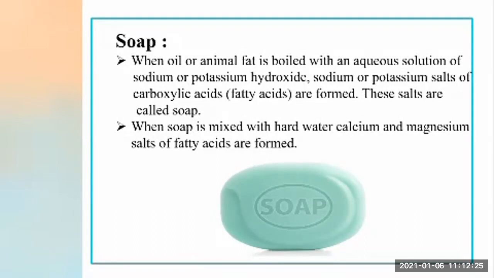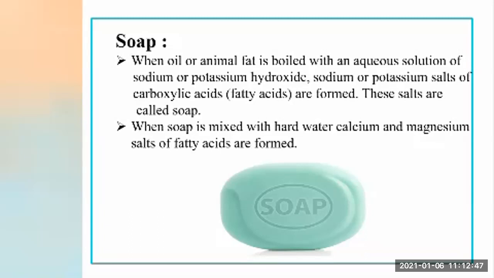It is boiled with an aqueous solution of sodium or potassium hydroxide. Right? This animal fat or oil is boiled with an aqueous solution of sodium or potassium hydroxide. What do we obtain? We obtain the sodium or potassium salt of carboxylic acid.